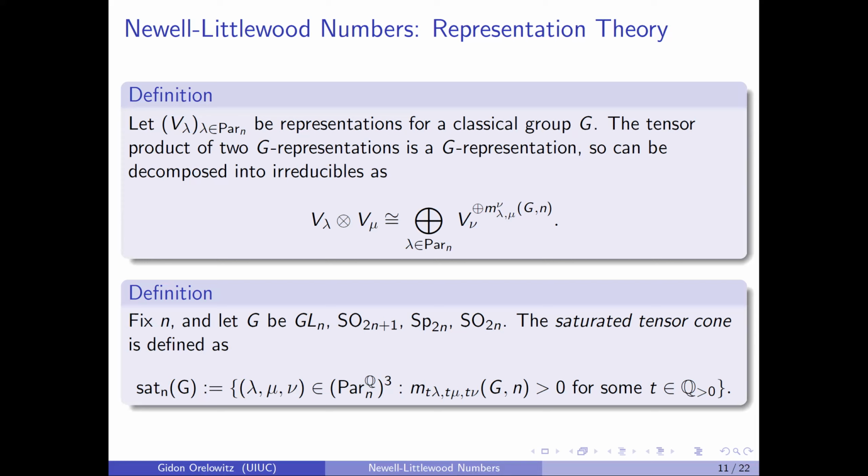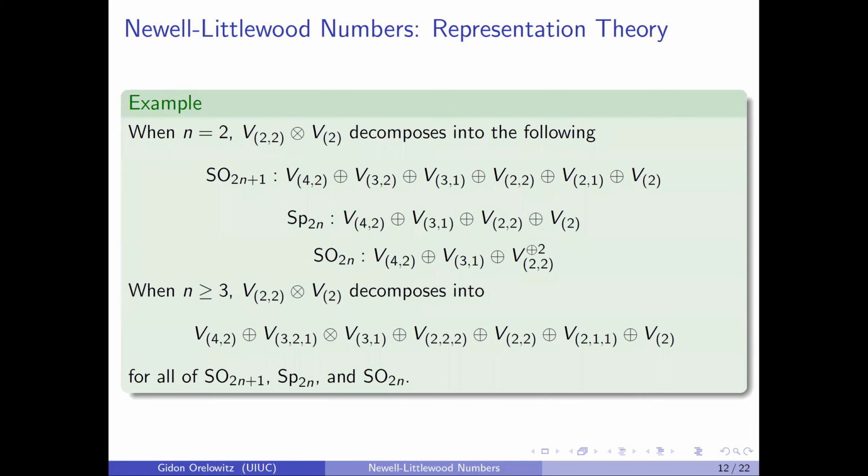So just to give a very simple example, if you look at the representations corresponding to 2, 2, and 2, these are different representations for different groups. So you'd expect different multiplicities of the various in the decomposition. So for instance, for the 3 classical groups, we get different outputs. Go figure.